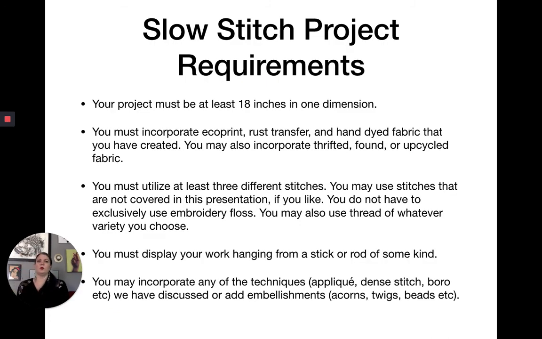Okay. So let's talk about the slow stitch project requirements. Your project must be at least 18 inches in one dimension. So 18 inches wide, 18 inches long, whatever. It doesn't have to be 18 by 18 square. You must incorporate your eco print, your rust transfer, and hand-dyed fabric that you have created. You can also use thrifted, found, or upcycled fabric.